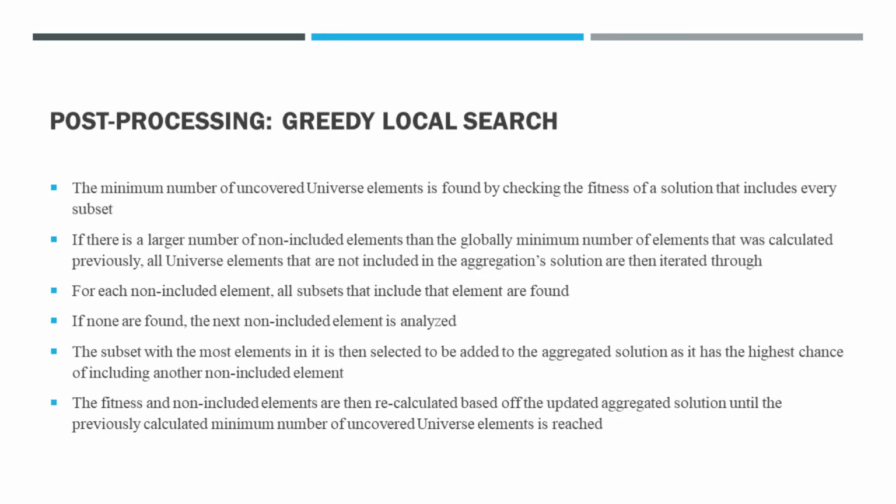And for each non-included element, all subsets that include that element are found. If none are found, then the next non-included element is analyzed. The subset with the most elements in it is then selected to be added to the aggregation, as it has the highest chance of including another non-included element above just the single element that is clearly being added. The fitness in non-included elements is then recalculated based off the updated aggregated solution until the previously calculated number of uncovered universe elements is reached.